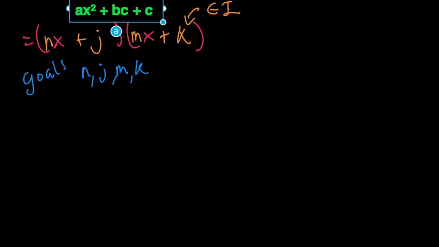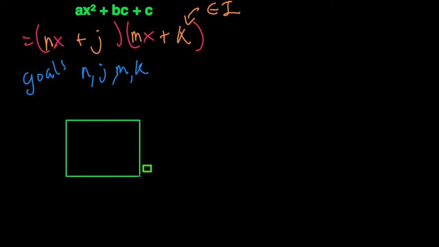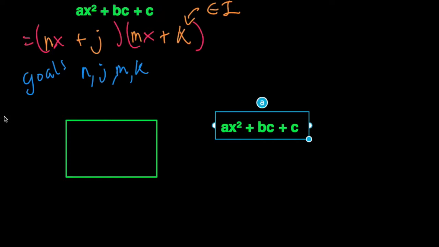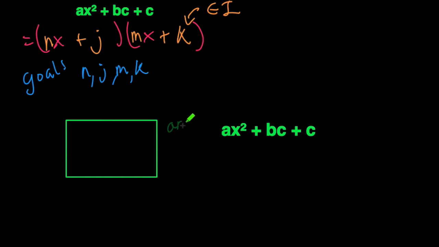So to do that, let's consider this trinomial up here as the area of a rectangle. So we've got a rectangle, and if it's a rectangle, it has the area of this guy here. So this is the area of our rectangle, and it must have side lengths of our two factors. So this is going to be nx plus j. This will be mx plus k.